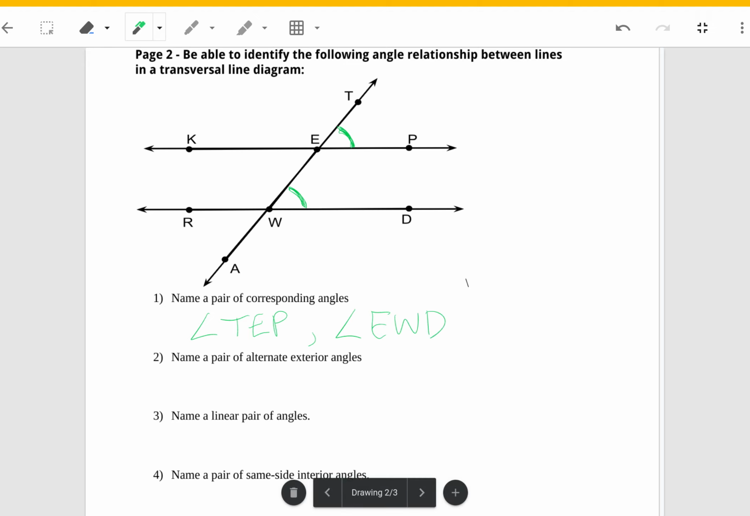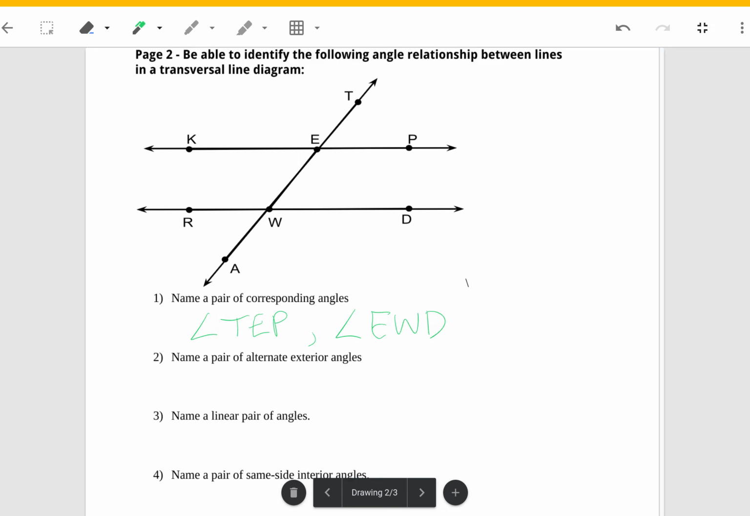The thing you should not be struggling with here is naming the angles. You're naming an angle, just like we did in the first unit, by listing the points, so that when you read the points, you can trace the angle based on that order. TEP, EWD. The angle is outlined by naming those points in order. And you'll notice the middle letter is always the vertex, which in this case is always going to either be E or W. All right, so that is the first one, corresponding angles.